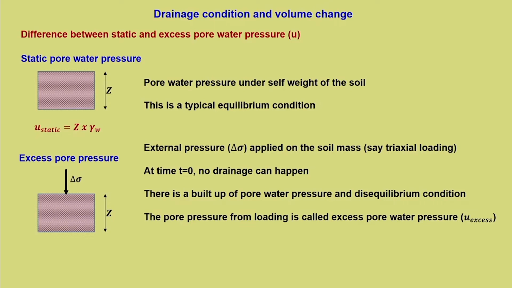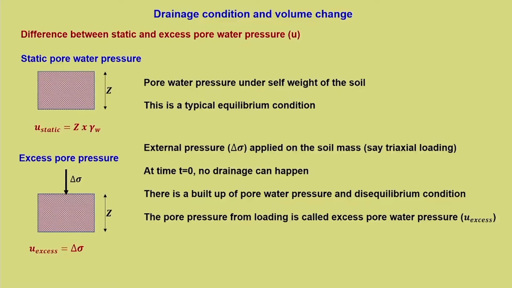So, we need to understand the difference between what sort of pore water pressure causes changes in soil and what sort of pore water pressure is going to influence the shear strength behavior or the mechanical behavior of the soil. It is essentially the excess pore water pressure. And U_XS, to start with, when time t equal to 0, is equal to delta sigma, and total pore water pressure will be Z into gamma W, that is the static component, plus this additional component.